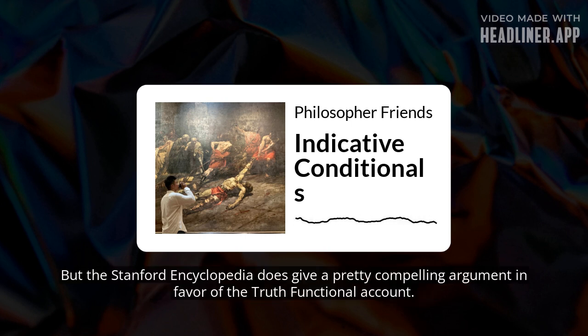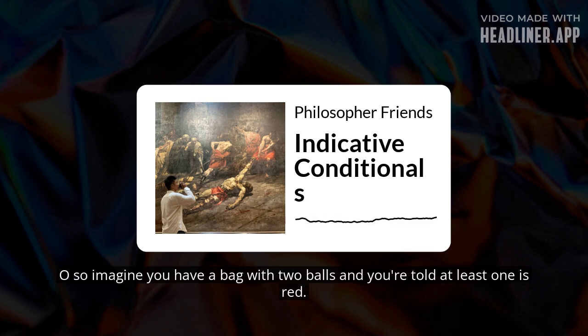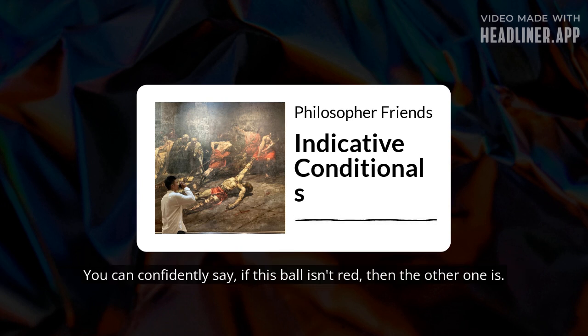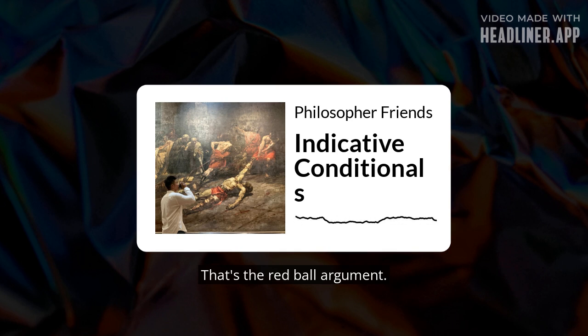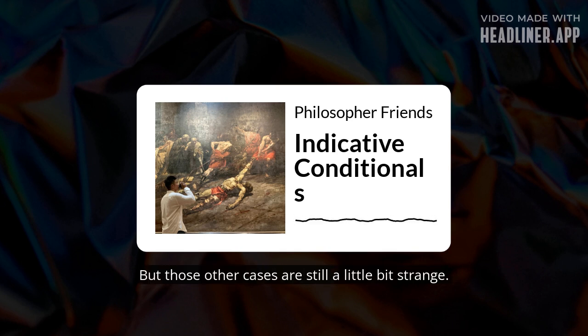But the Stanford Encyclopedia does give a pretty compelling argument in favor of the truth functional account. Imagine you have a bag with two balls, and you're told at least one is red. You can confidently say, if this ball isn't red, then the other one is. Your confidence in that seems to stem from the limited possibilities about the balls, which supports a truth functional analysis. That's the red ball argument, and that's always a tricky one. But those other cases are still a little bit strange.